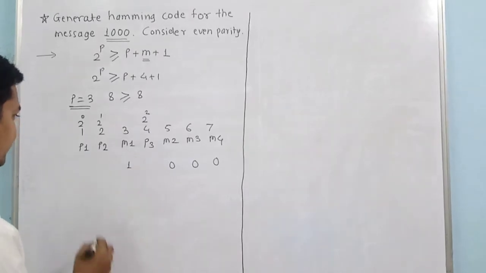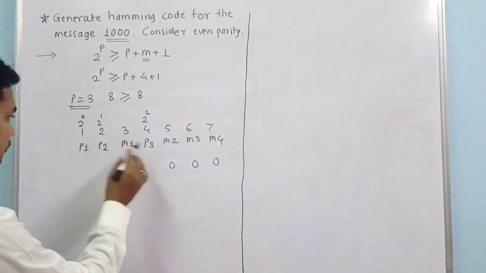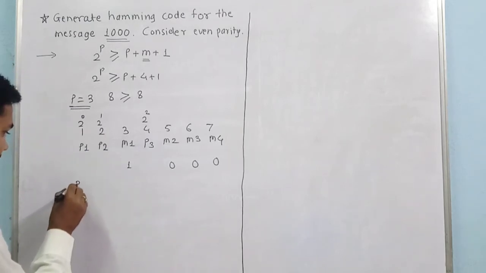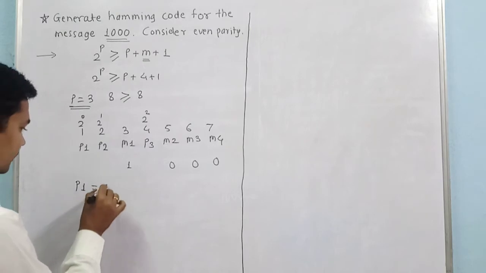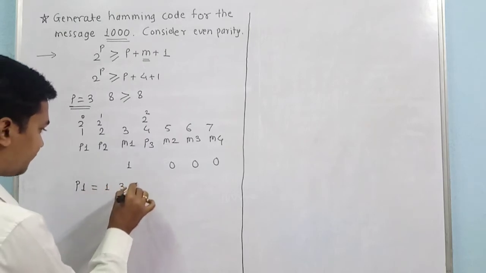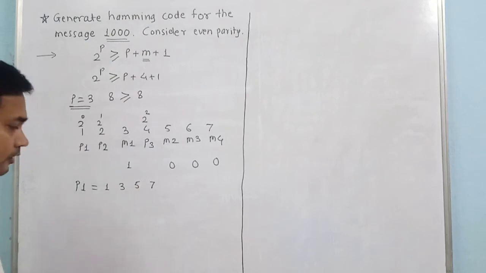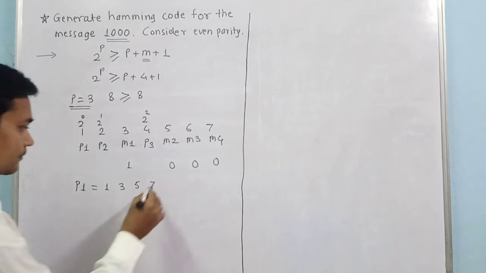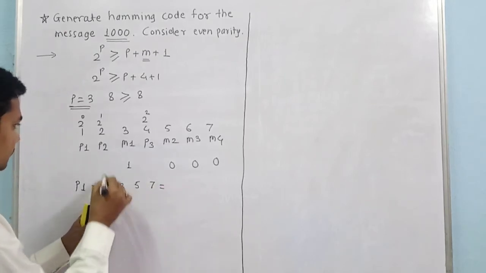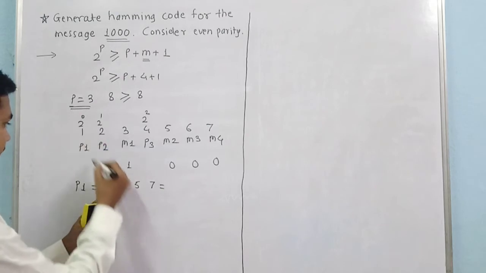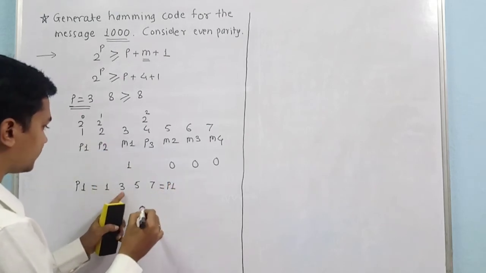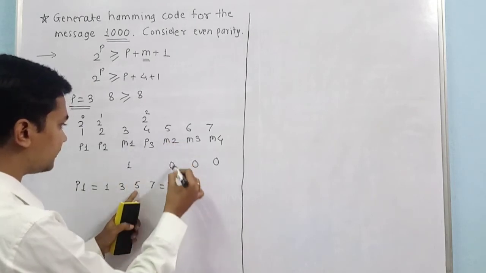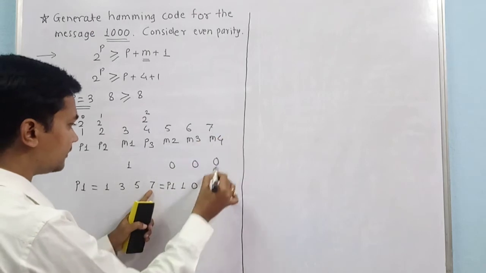Now how do we calculate the value of the parity bits P1, P2, P3? It's very simple. To calculate P1, use the first bit, third bit, fifth bit and seventh bit, that is 1, 3, 5, 7. These bits have to be considered. The first position is P1, the third position is M1, which is 1, then the fifth bit position is 0, and the seventh bit position is 0.